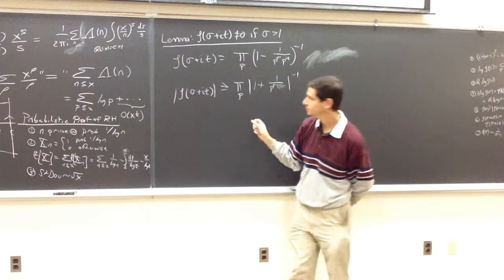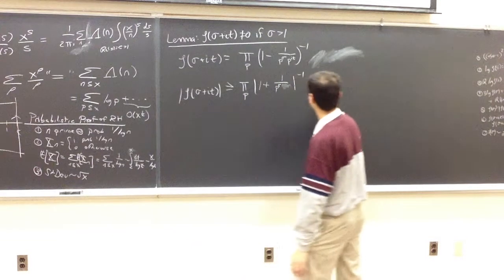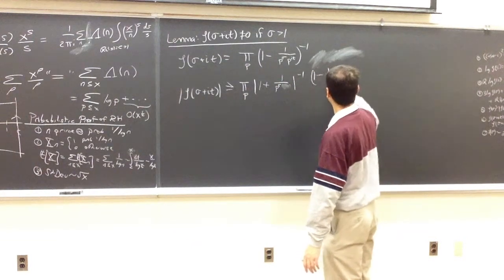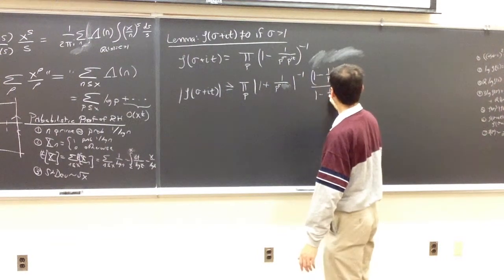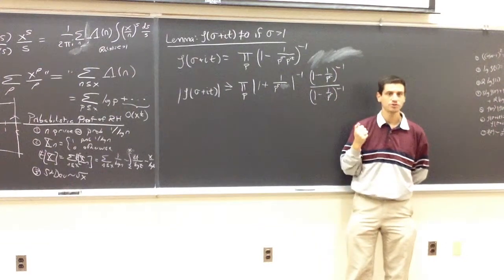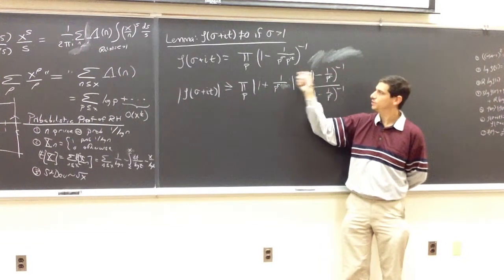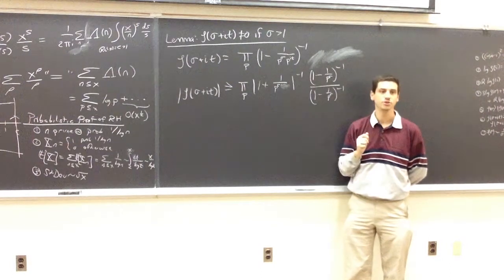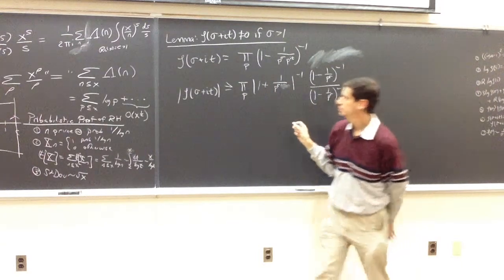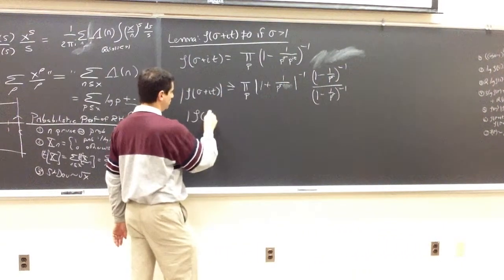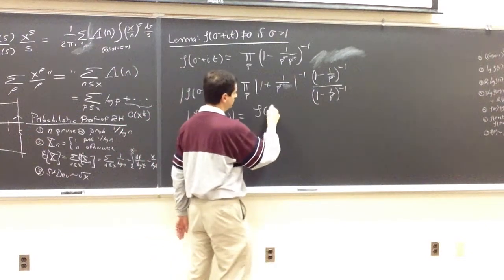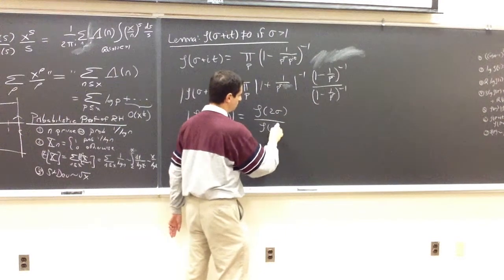This is sufficient. So now what we're going to do is we're going to multiply by 1. So we multiply by (1 minus 1 over p to the sigma) inverse over (1 minus 1 over p to the sigma) inverse. So multiplying by 1 is one of our most useful techniques. When we multiply by 1 over here, we get 1 minus 1 over p to the 2 sigma. And now this thing over here in the denominator, so when the dust settles, we get zeta of sigma plus it is going to be zeta of 2 sigma over zeta of sigma.